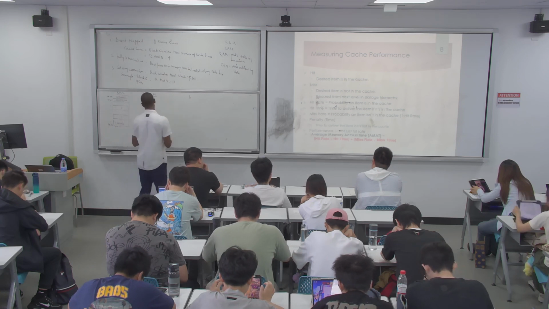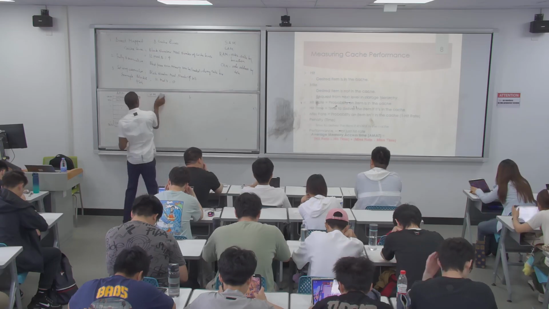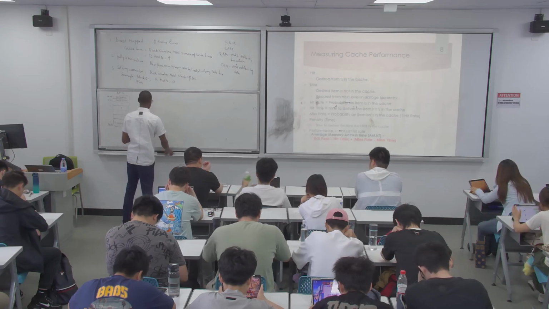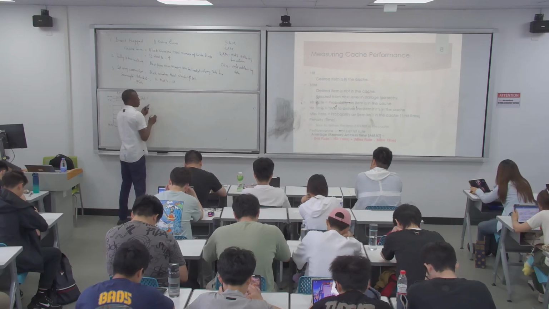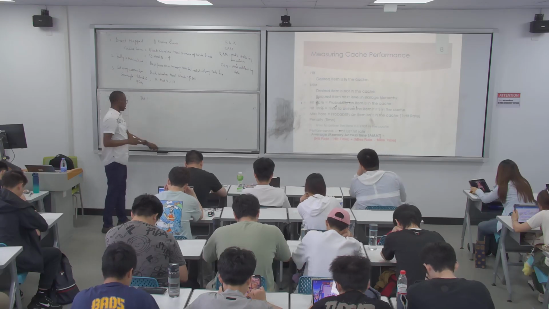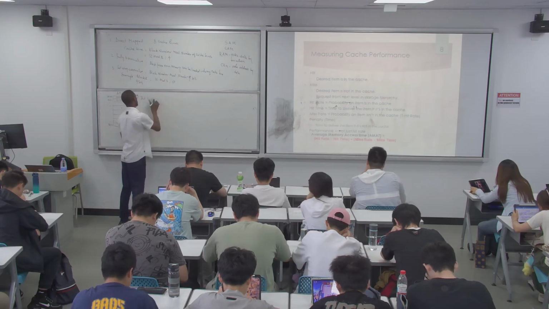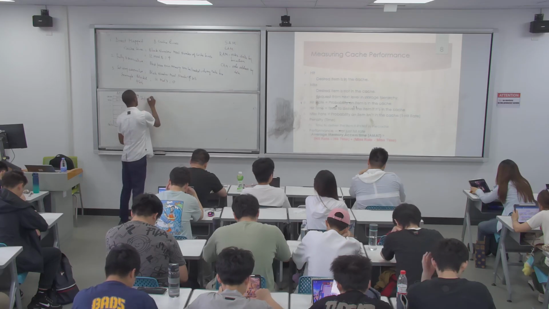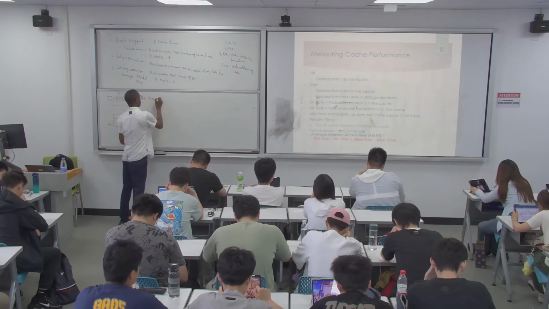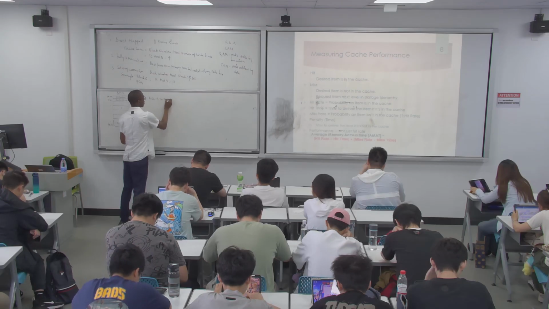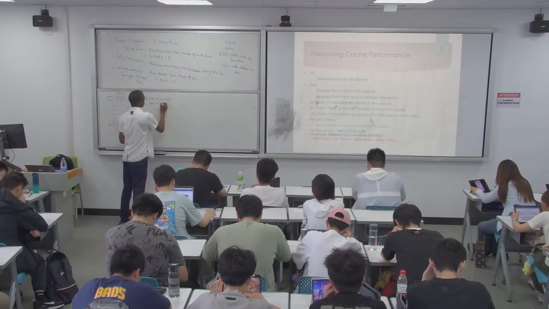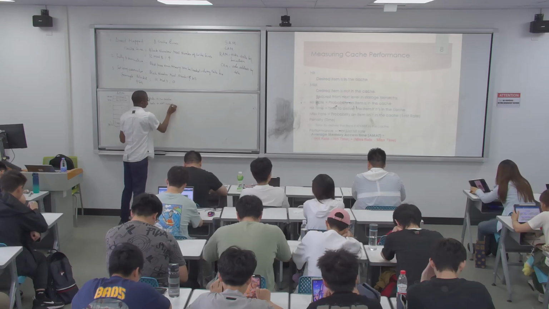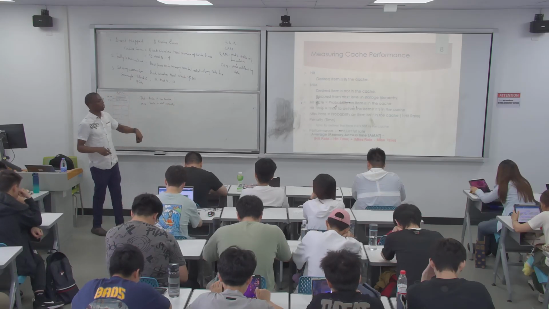These are the terminology that you are almost familiar with. Hit: we have the data in the cache, data is in the cache. That is a hit. Miss: data is not in the cache, so the fetch needs to be expanded to the next level of the memory.